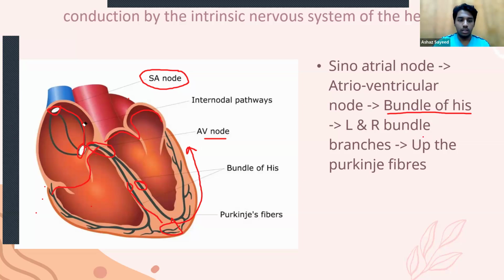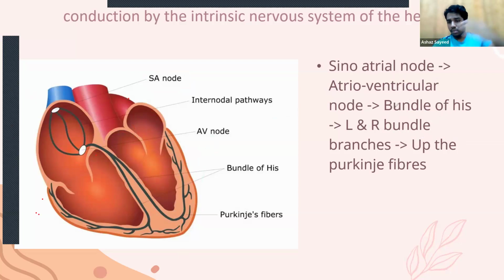Second. These are the nodes right here. Moving from the sinoatrial node, and then the AV node, and then the bundle of His, and then the bundle branches, and finally the Purkinje fibers.